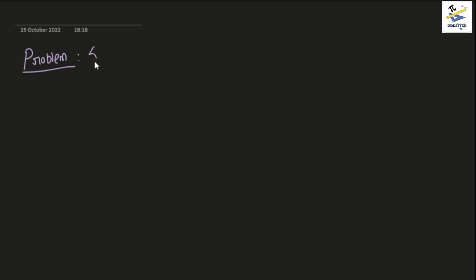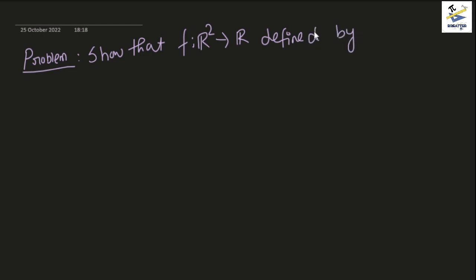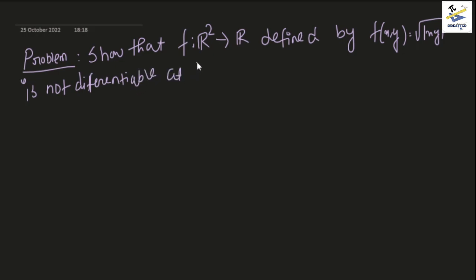So observe, we need to show that f from R square to R, defined by the function f of x comma y equals the square root of the modulus of xy, is not differentiable at 0 comma 0.